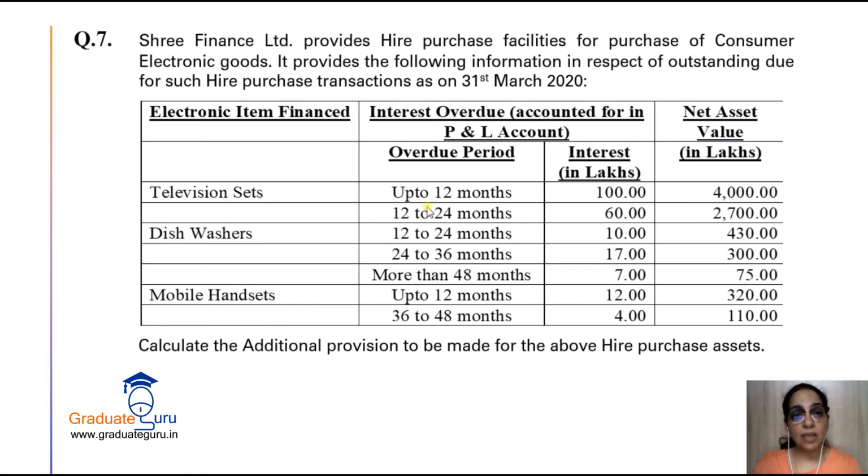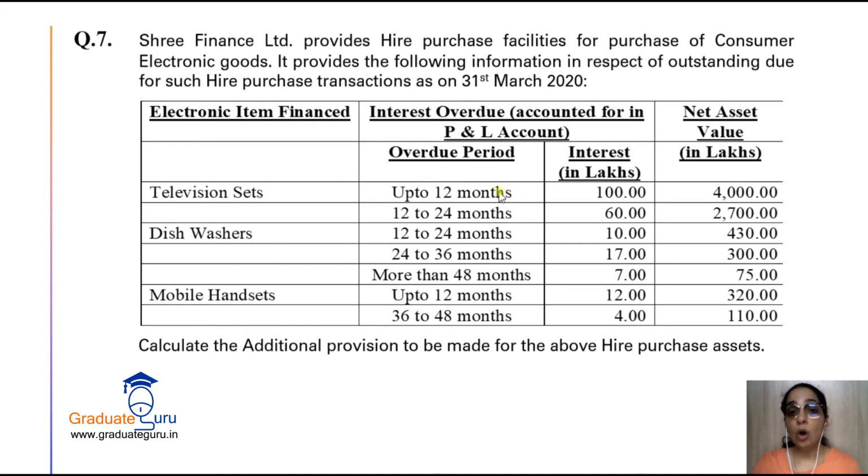So television sets, you have two categories, up to 12 months, 12 to 24 months. Dishwashers, we have two categories, 12 to 24 and 24 to 36. And also more than 48, three categories hai dishwasher mein. And mobile handsets, we have two categories, up to 12 and 36 to 48. So एक तो हमें ये column use करना है. This interest column is of no use to us. So this has just been given to confuse us. And last column is the amount on which we have to calculate our provision.